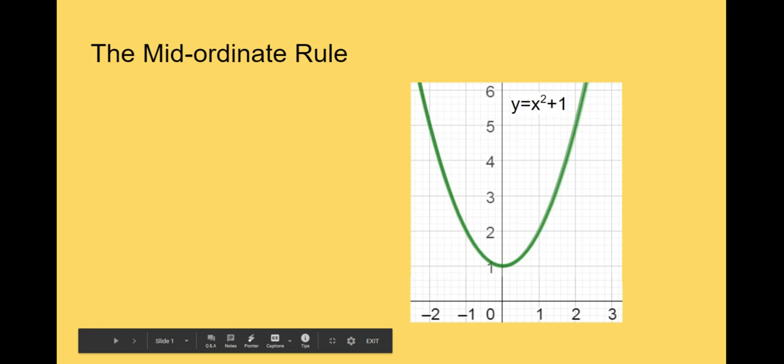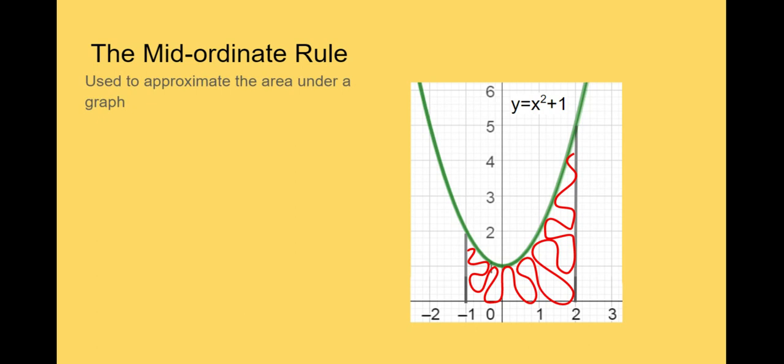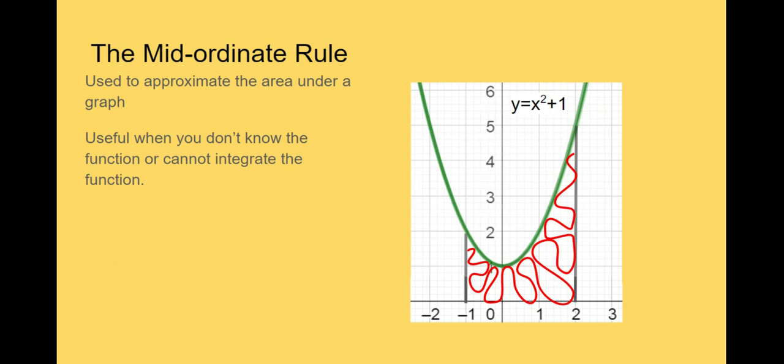The mid-ordinate rule is used to approximate the area under the graph between two limits, like the example. Why do we use it when we can integrate? Well, a function like this, yes, we can integrate, but sometimes you'll come across a function that you can't. Maybe you've got a graph that you need to know the area under, but you don't know the function. And so the mid-ordinate rule is a good way of approximating the area.